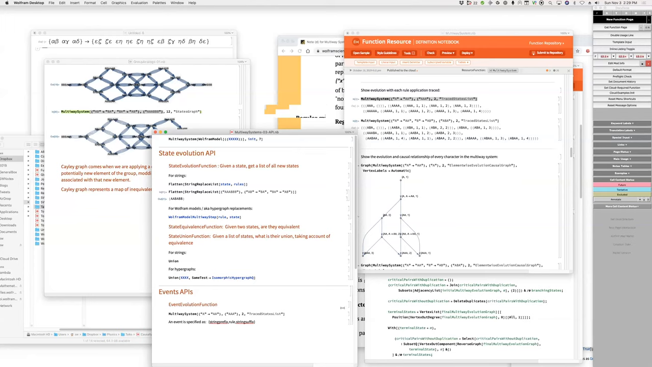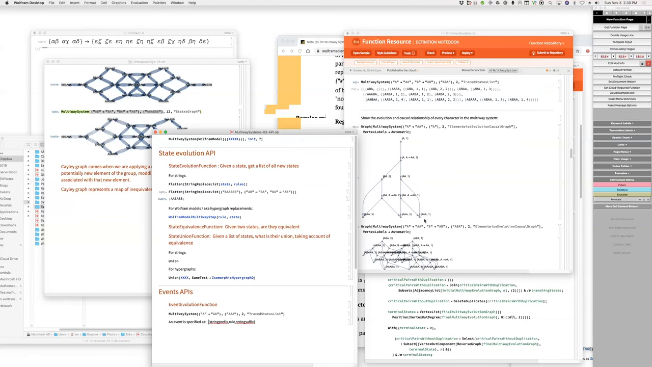Right, what is this graph? Element-wise evolution causal graph. We need to have something which is, so, for strings, okay, what is the analog of that for a hypergraph?